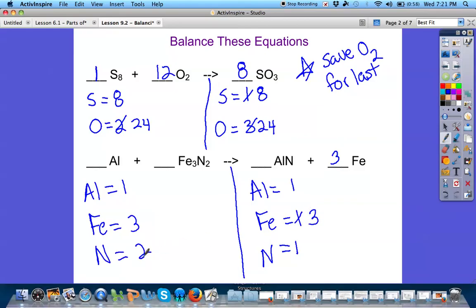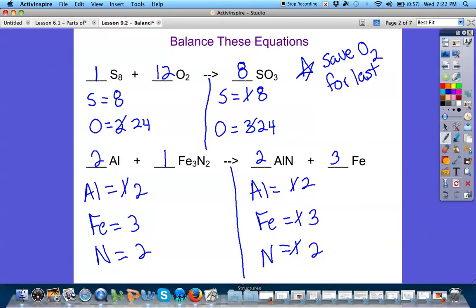And then we need 2 nitrogen. This is the only place I can change nitrogen, so we're going to put a 2 in front of aluminum nitride. That's going to give me 2 aluminum and 2 nitrogen. Well, now iron and nitrogen are equal, but aluminum is not equal. So we're going to put a 2 in front of aluminum on the reactant side, the only place we can change it. Now everything is equal. Go back and fill in with a 1. And now we have a balanced chemical equation.